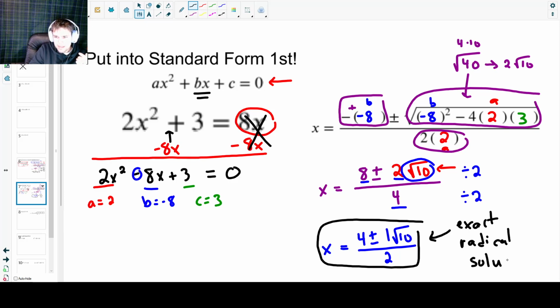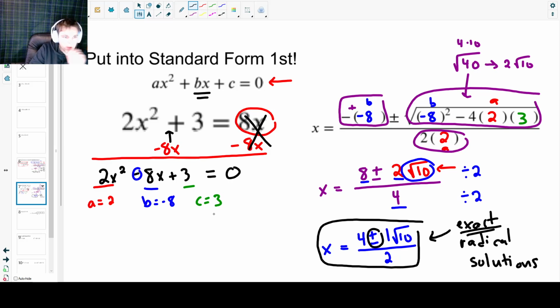And again, that's very different than those whole numbers we came up on the last one. So this is kind of another thing that we can do, having this exact radical solution. Or rather, solutions, right? This does represent two different answers because of the plus or minus symbol.